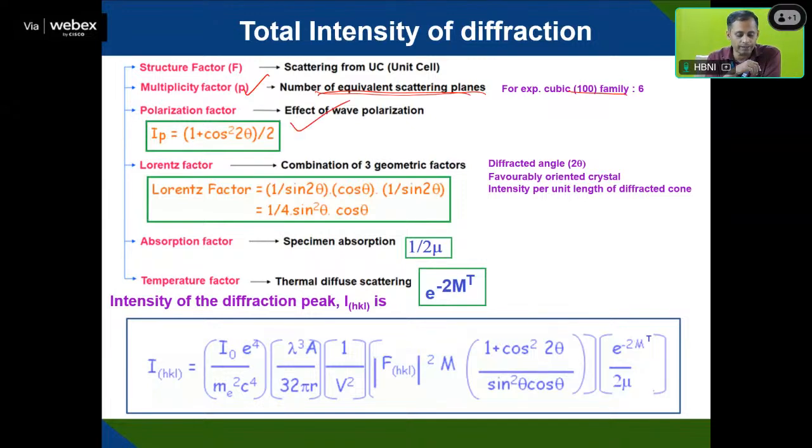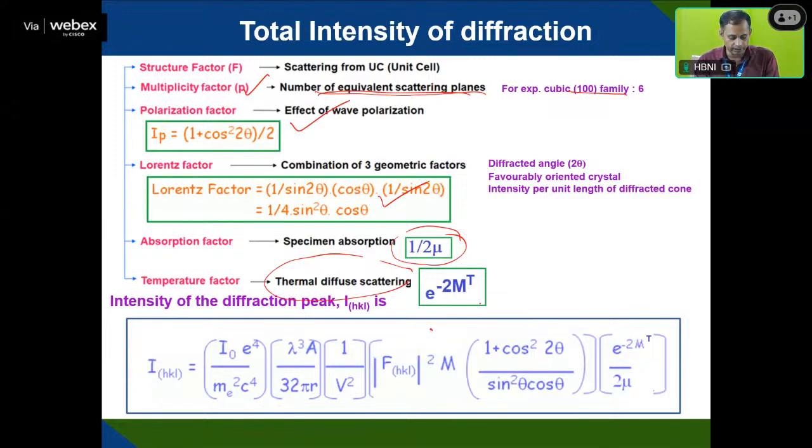Then there is the polarization factor, where wave polarization will come into the picture. Then there is the geometric position, because three geometric positions are possible. Because of that, the Lorentz factor will come into the picture, and some X-ray absorption may occur in the specimen. So there is the absorption factor, and the temperature factor, e to the power -2M, will come into the picture. All these factors together define the intensity of the peak.